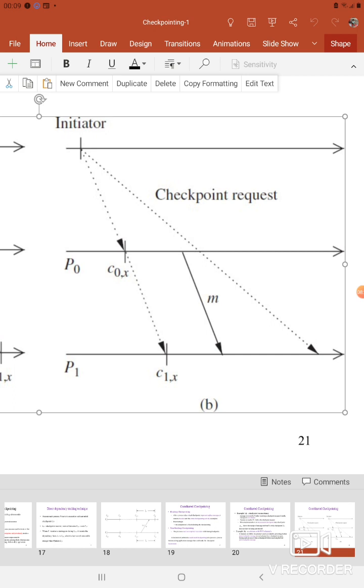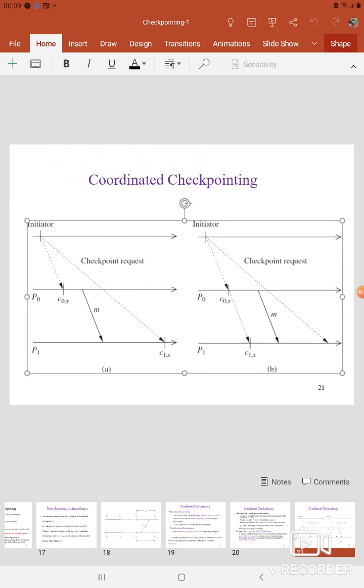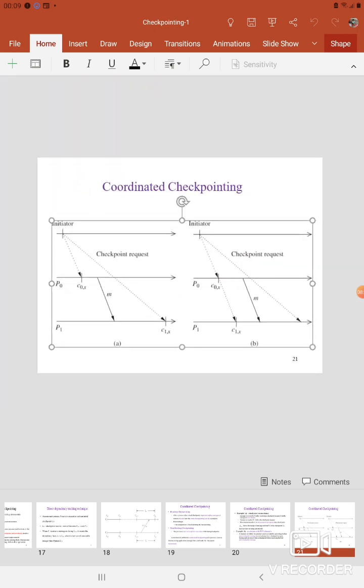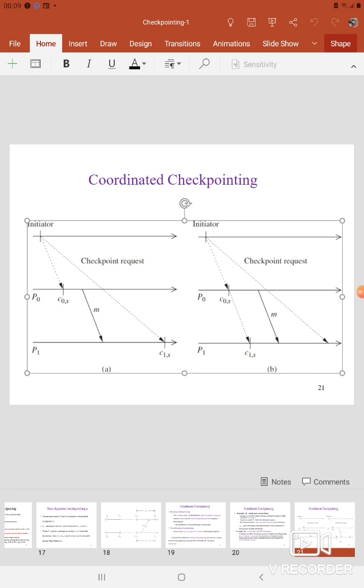So which message is initiated first? The checkpoint request message is initiated first. So it is delivered first to the processes P0 and P1. Then only we transfer the message M. So thus it avoids checkpoint inconsistency.